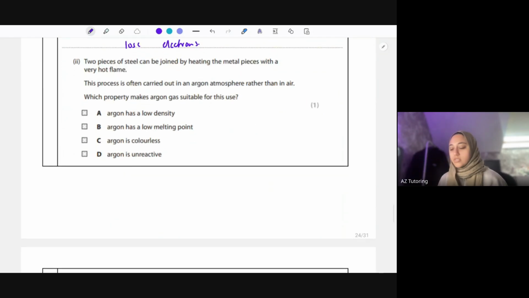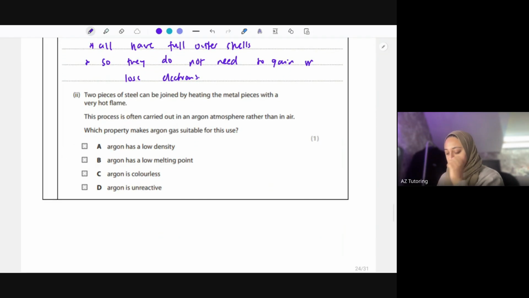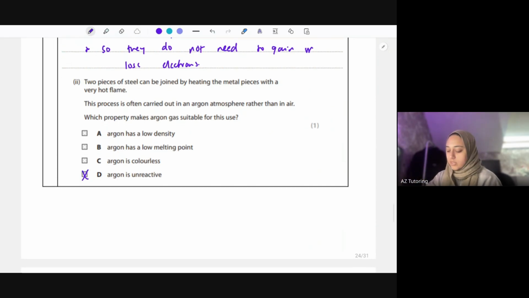Okay, we're towards the end. Hopefully we'll get this done in time. Two pieces of steel can be joined by heating the metal pieces with a very hot flame. This process is often carried out in an argon atmosphere rather than air. Which property makes argon gas suitable for this use? It's because that it's unreactive. Argon's in the last group, so it's inert. So that's what makes it suitable rather than using air.